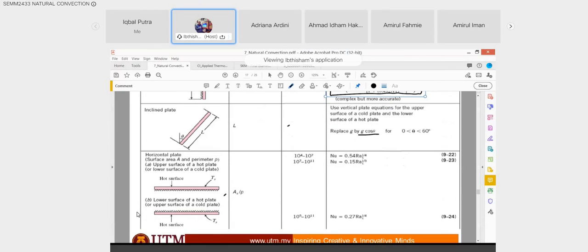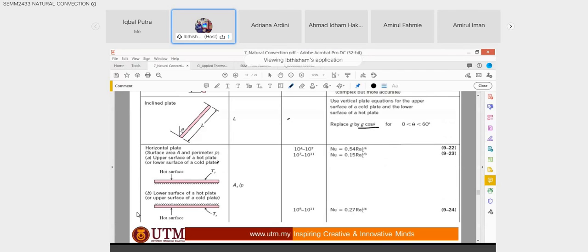So for a horizontal plate, all right, it is important for you to define which one is the hot surface. If the hot surface is on the top, you use this part. If the hot surface is on the bottom, you use that part. And then for a horizontal plate, your characteristic length is A surface divided by perimeter. If you look from the top, let's say like this, A_s is the surface area from the top, here sides A and B, and the perimeter is 2A plus 2B.